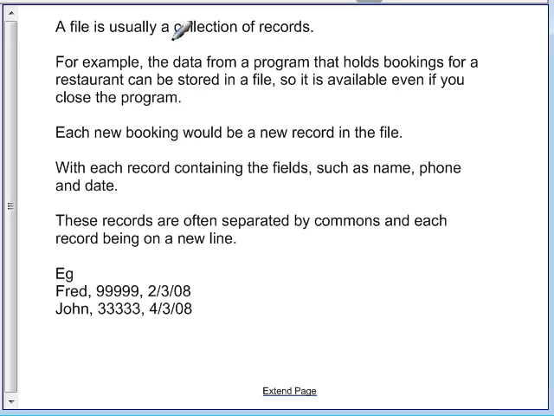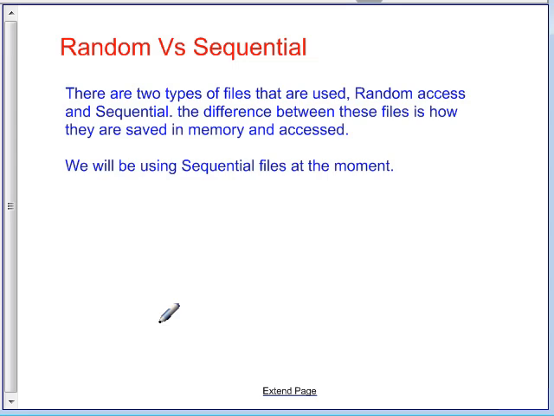Files usually hold a collection of records, and each record is information about one entity. An example is you can record information about a booking system, and you can record names, phone numbers, and dates. So for example, I can record Fred, his phone number, and the date he booked, and another one for John, his phone number and date they booked. Each one is separated by a comma, and every record is on a new line.